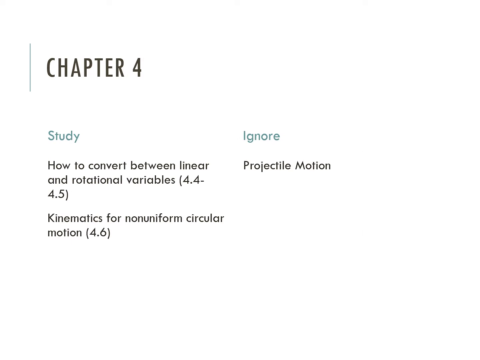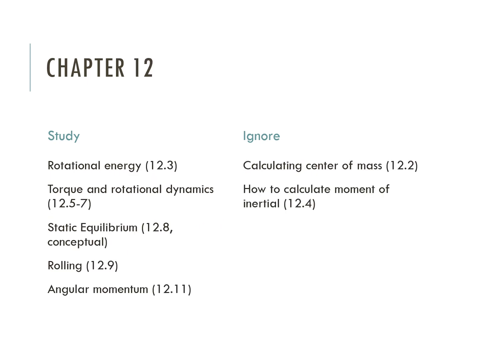So as per usual, we're going to go through the chapters, what to study and what to ignore. For chapter 4, just focus on the circular motion part. So be comfortable going between linear and rotational variables. Know how to use kinematics for non-uniform circular motion. There will be no projectile motion, so this is just the new material for chapter 4 that we covered. For chapter 12, don't worry about calculating the center of mass or how to calculate the moment of inertia.